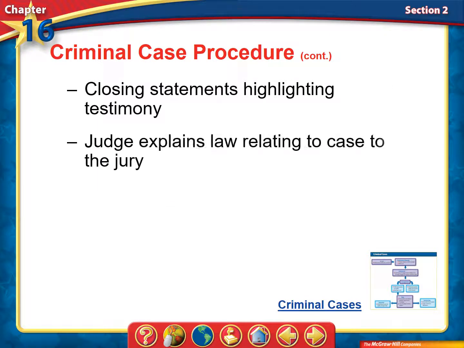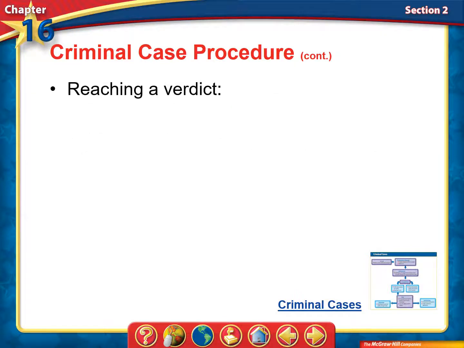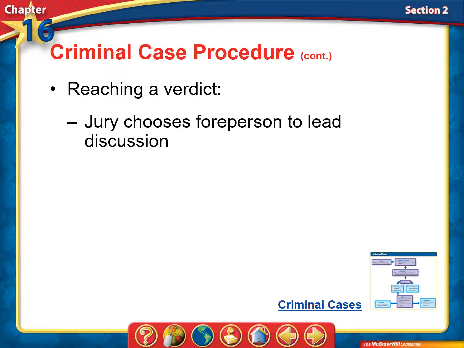And then finally, the closing statements. Highlight the testimony, summarize the guilt or innocence of the defense or the prosecution. The judge then explains any laws relating to the case and informs the jury on how to make their decision. The jury will then release a verdict. A spokesperson will be placed in charge of it. Grace is going to do the talking. She's going to lead the discussion.